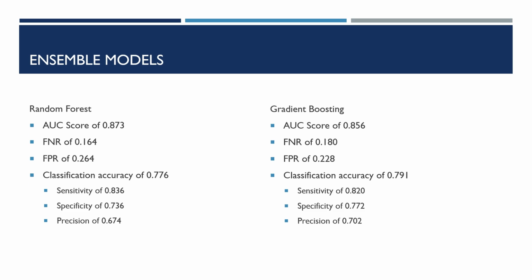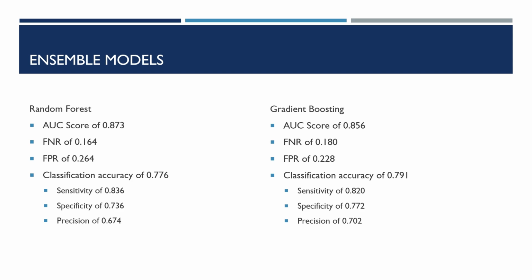The random forest model has the second lowest false negative rate at 0.164, but also the second highest false positive rate at 0.264. This likely affected the precision due to the large number of false positives as well as relatively large number of false negatives.